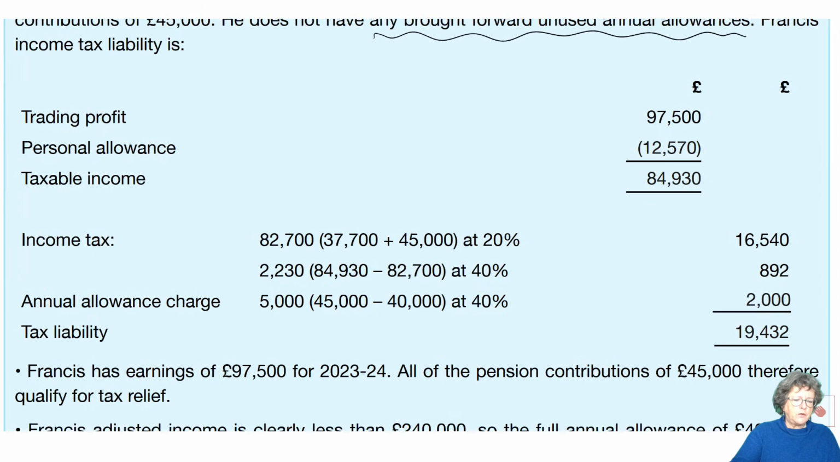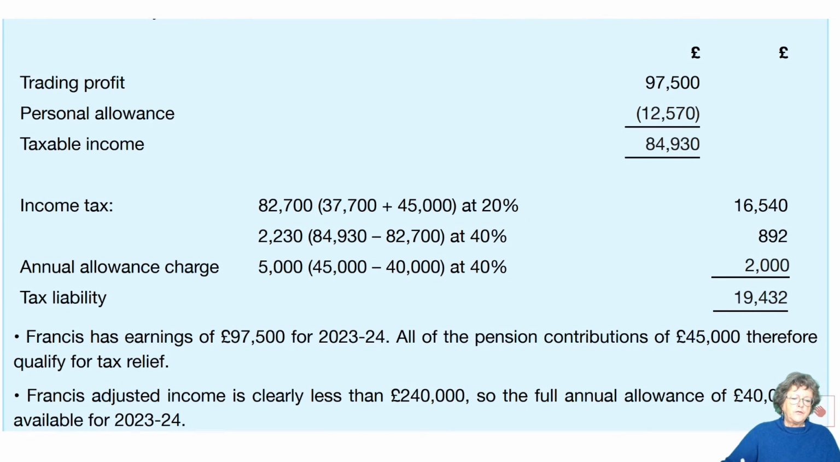Now let's have a look at the situation. The pension contribution that he made extends the basic rate band, which means that £82,700 of income is taxed at 20%. So then he moves into high rate. So the balance of this, the 84,930 minus the 82,700, which is taxed at basic rate, is now taxed at high rate. So that's where you would have come to normally.